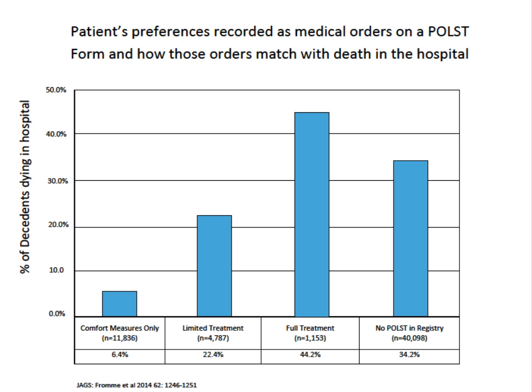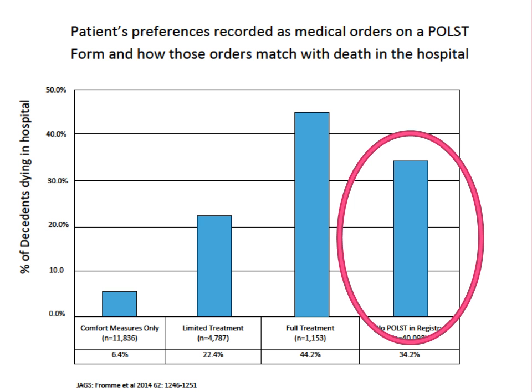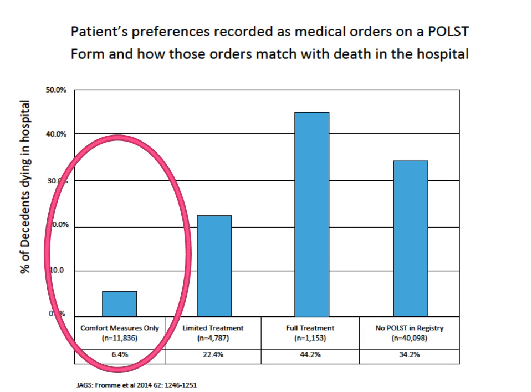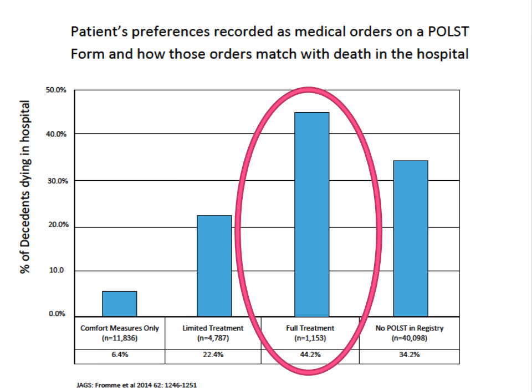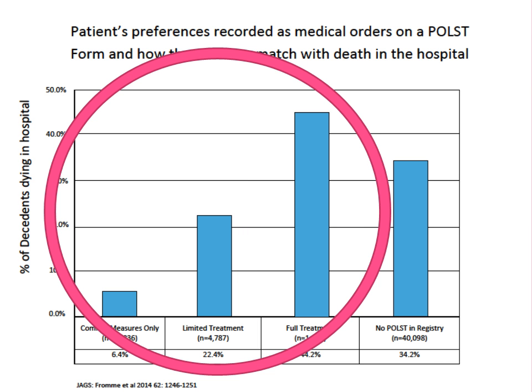Researchers compared those individual treatment wishes with their location of death. Without a POLST form in the registry, individuals had a 34% chance of dying in the hospital. The other 3 bars demonstrate the value of POLST compared to that baseline. When orders are marked for comfort measures only, it means the patient did not want to go to the hospital. Only 6.4% of patients with a POLST form ordering comfort measures only ended up dying in the hospital. Likewise, if the patient wanted full treatment, they were 30% more likely to end up dying in the hospital than the baseline. Essentially, you get what you want.